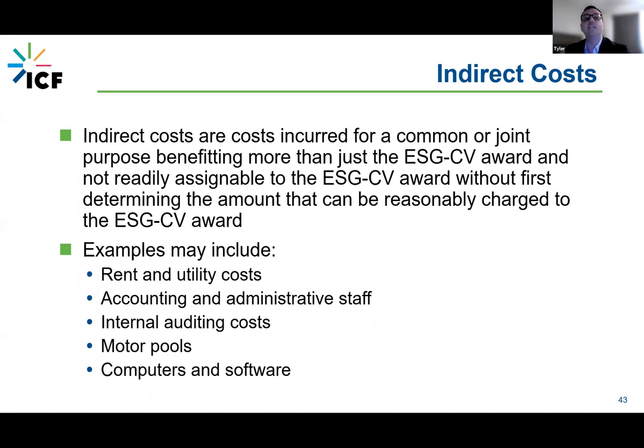So let's look at indirect costs in more detail. Indirect costs are costs incurred for a common or joint purpose benefiting more than just the ESG-CV award and not readily assignable to the ESG-CV award without first determining the amount that can be reasonably charged to the ESG-CV award. Example indirect costs include rent and utility costs, accounting and administrative staff, internal auditing costs, motor pools, and computers and software.